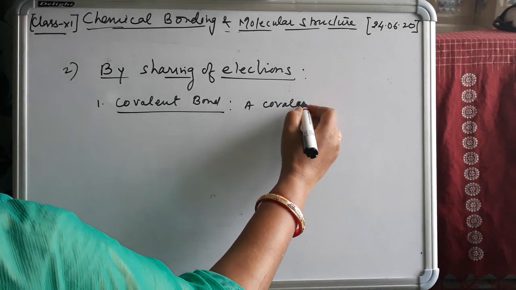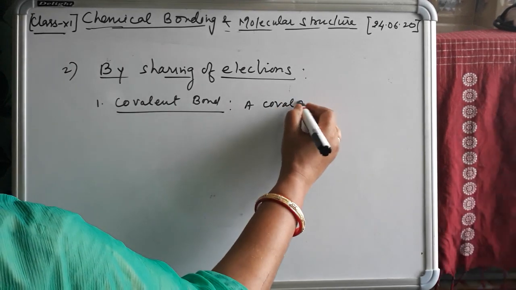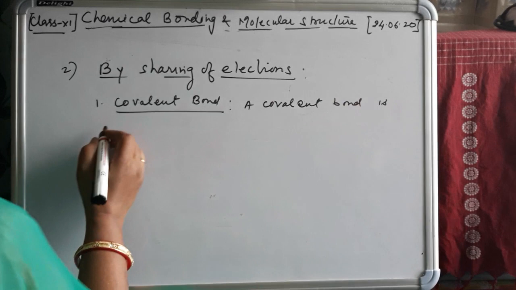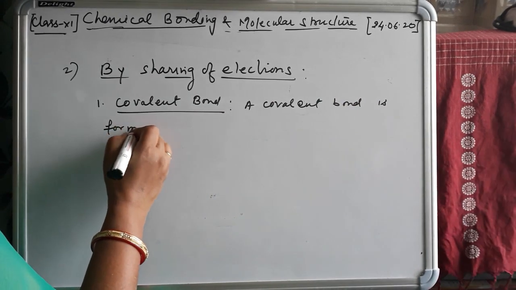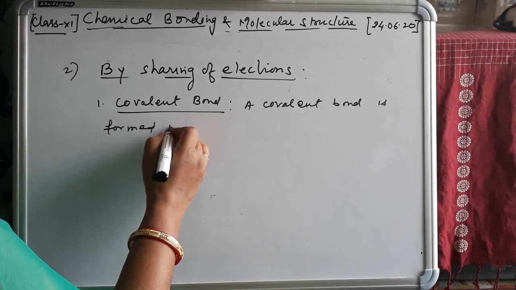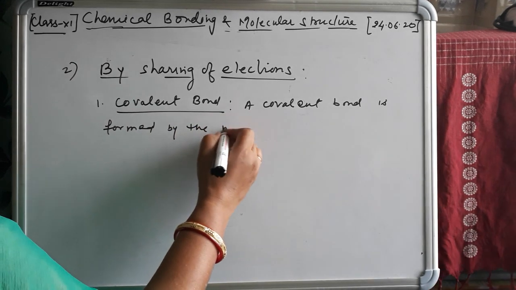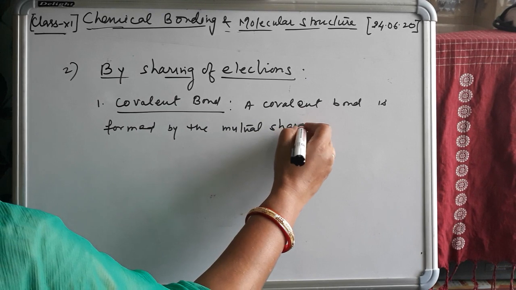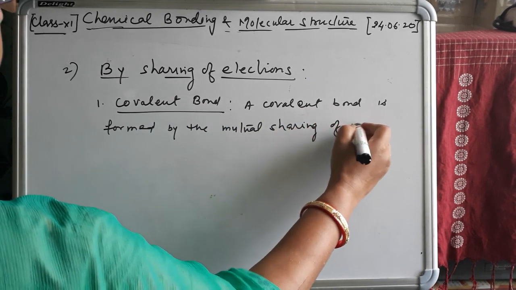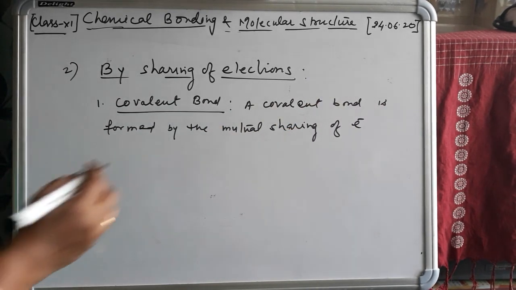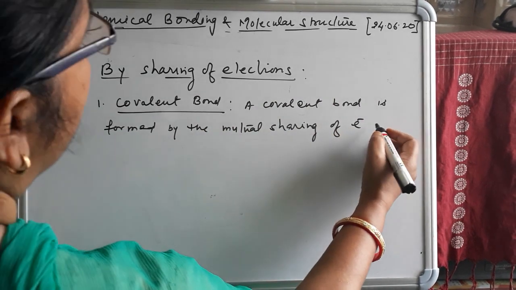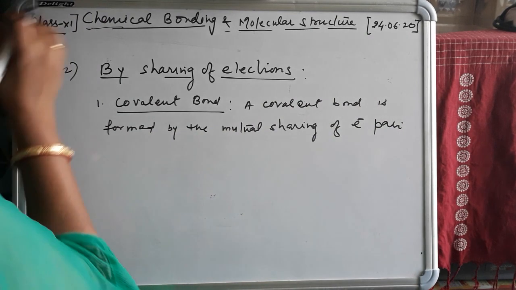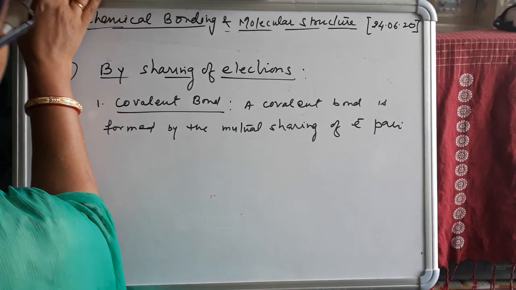Covalent bond is formed by the mutual sharing of electrons, a pair shared among combining atoms.